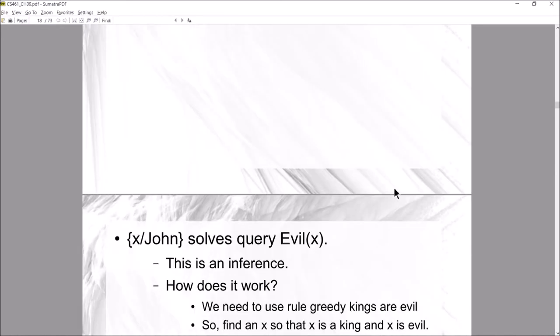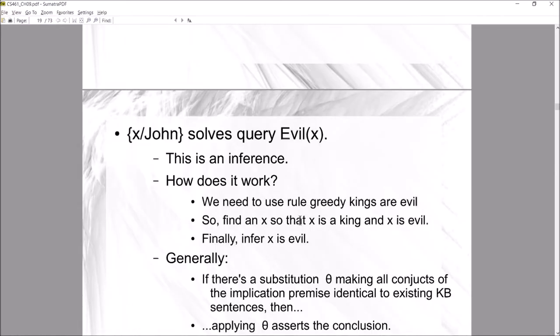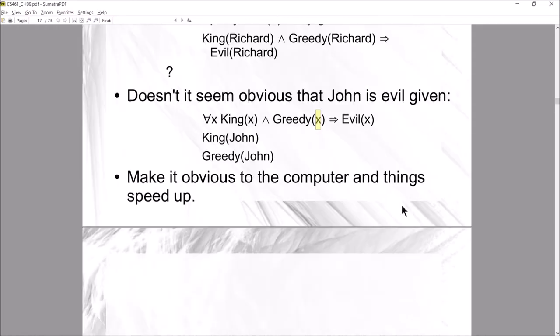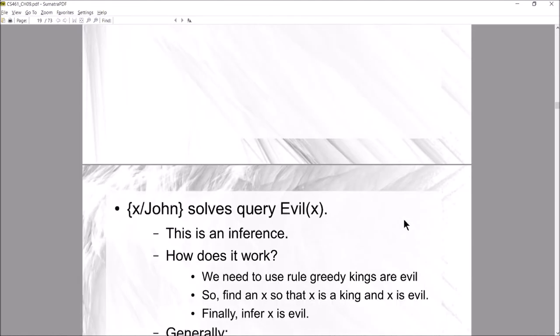So what we did is we found an X so that X is a king and X is evil. Let me rephrase, there's a mistake on the slide. We had to find an X so that X is a king and X is greedy. Once we've done that, then we can infer that X is evil. So we plug in John for X, John for the greedy part, and we can fill in John for all three of those pieces. And so then we can infer that John is evil.